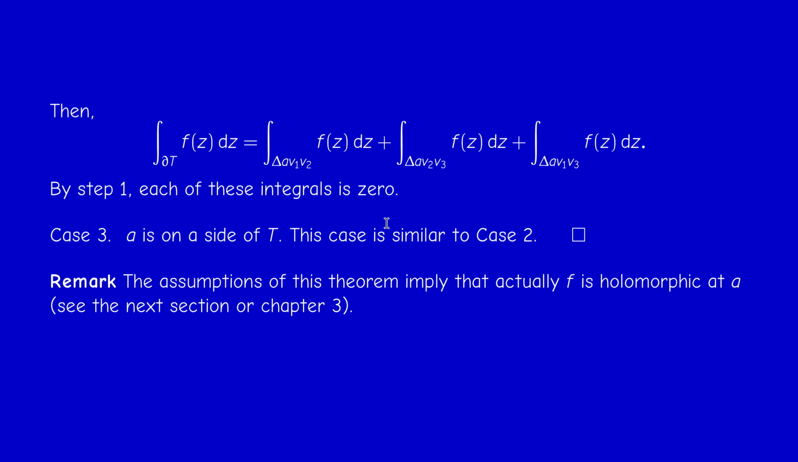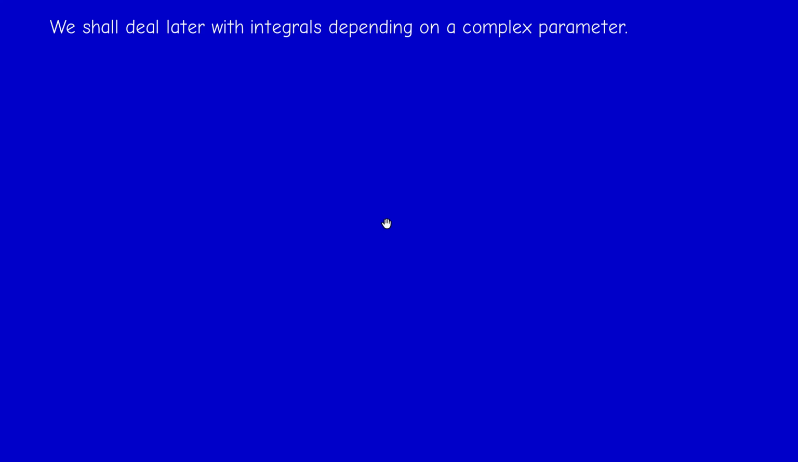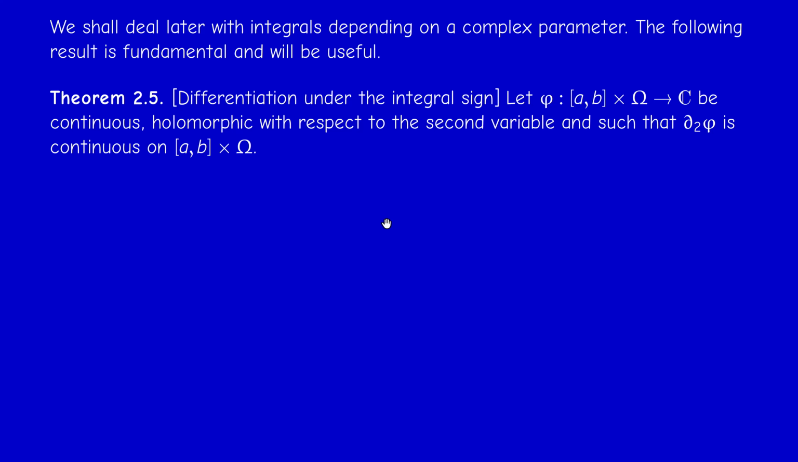Okay, and this remark I already said. So we shall prove that the assumptions of the theorem imply that F is holomorphic at A. So A is a removable singularity of F. Okay, so this concludes the first theorem of version 2. The next result, as I said, is the result about differentiation under the integral sign. Okay, so here's the assumption.